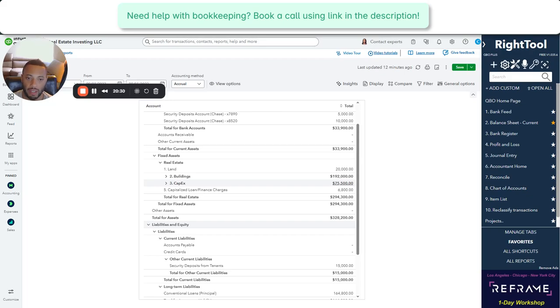Next will be the capitalized loan finance charges. When we receive a loan for property, we have to get an appraisal in order to get the loan, and there are origination fees for the loan. All of that stuff cannot be expensed right away. It needs to be capitalized as a fixed asset and then amortized over the life of the loan. Amortization is the exact same thing as depreciation.